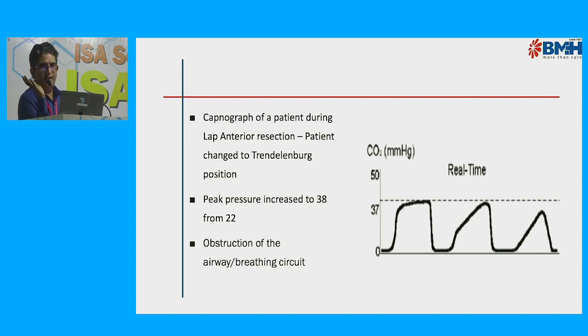And what's that? When the position of LAR, lap anterior resection, the patient will be shifted to the edge of the table, in steep Trendelenburg position, in the lithotomy position, and you don't have access to the airway, and the drapings come on the tube, and there is an obstruction. Always check the tube.